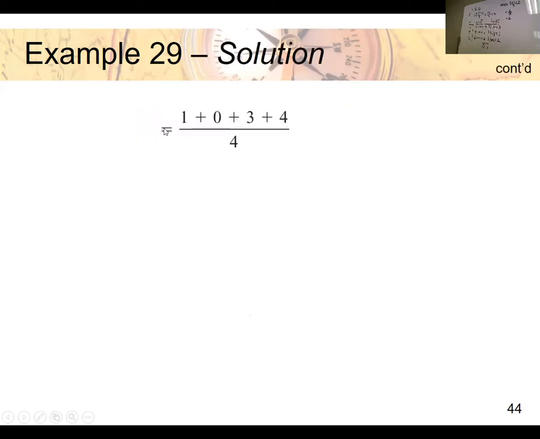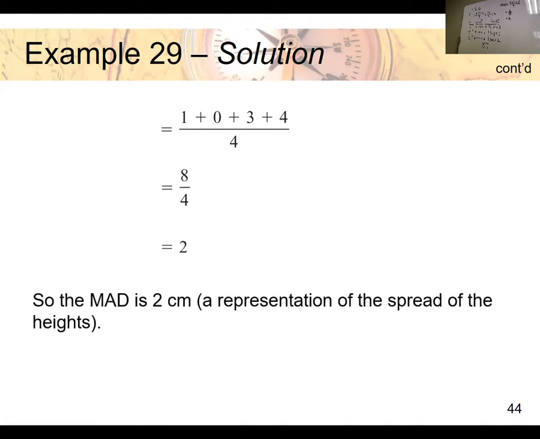Okay, the absolute value of -1 is 1. The absolute value of 0 is 0. The absolute value of -3 is 3. And the absolute value of 4 is 4. So 1 plus 0 plus 3 plus 4 gives you 8. 8 divided by 4 is 2. So to answer that question, the mean absolute deviation is 2 centimeters, which is a representation of the spread of the heights.